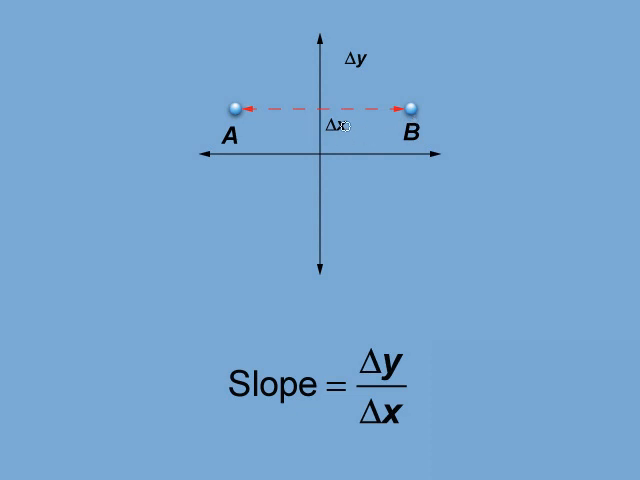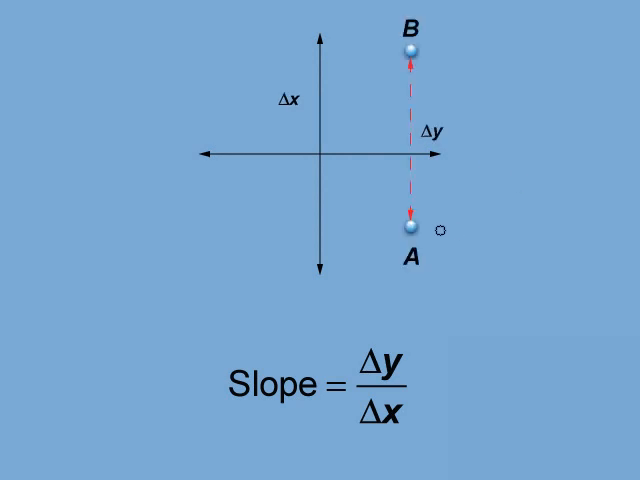Delta x is clearly shown, but what is delta y? Since both points have the same y-coordinate, then delta y is equal to 0. Since slope is delta y over delta x, and since delta y is 0, then the slope is 0. Basically, all flat lines have a slope of 0.